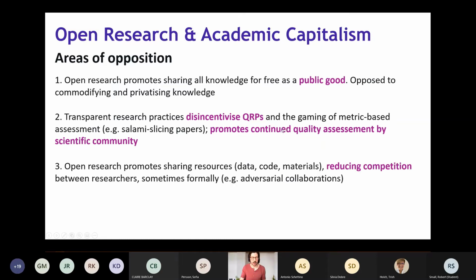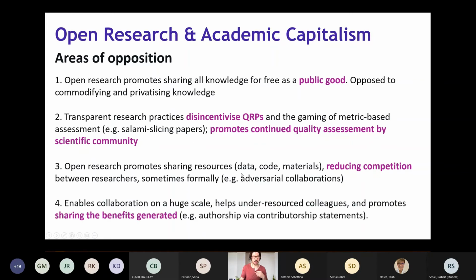And because open research is about sharing resources, it's opposed to the idea of competing for grant money and competing for citations. You want to try and share resources with other researchers, sometimes even formally. Where previously you might have had 2 labs working on the same project or area, but not sharing their data with each other because they don't want the other one to get ahead, if everyone's working openly, it facilitates things like adversarial collaborations, actually saying, look, why don't you 2 groups get together and put your heads together and work on this?